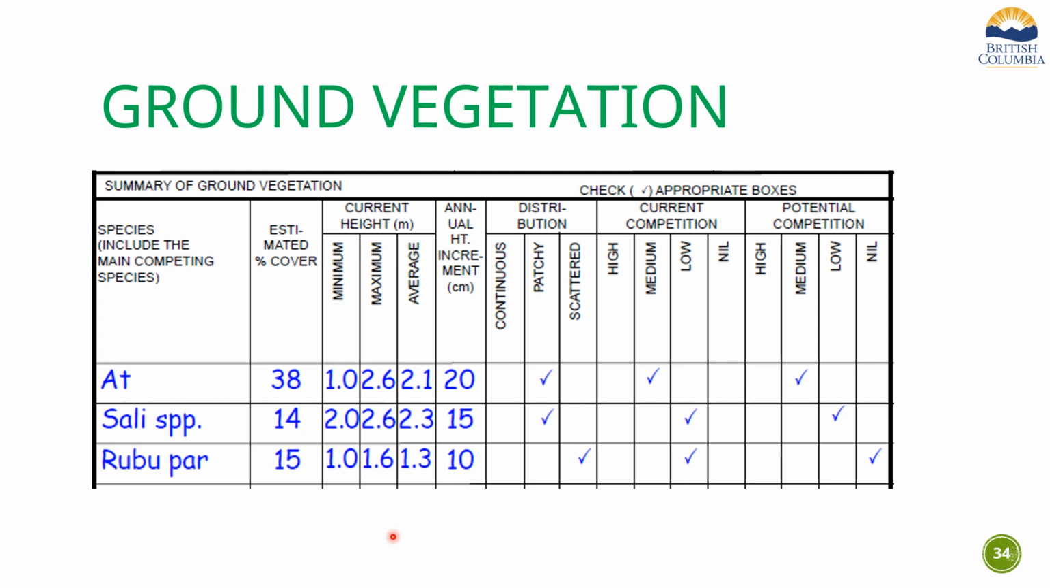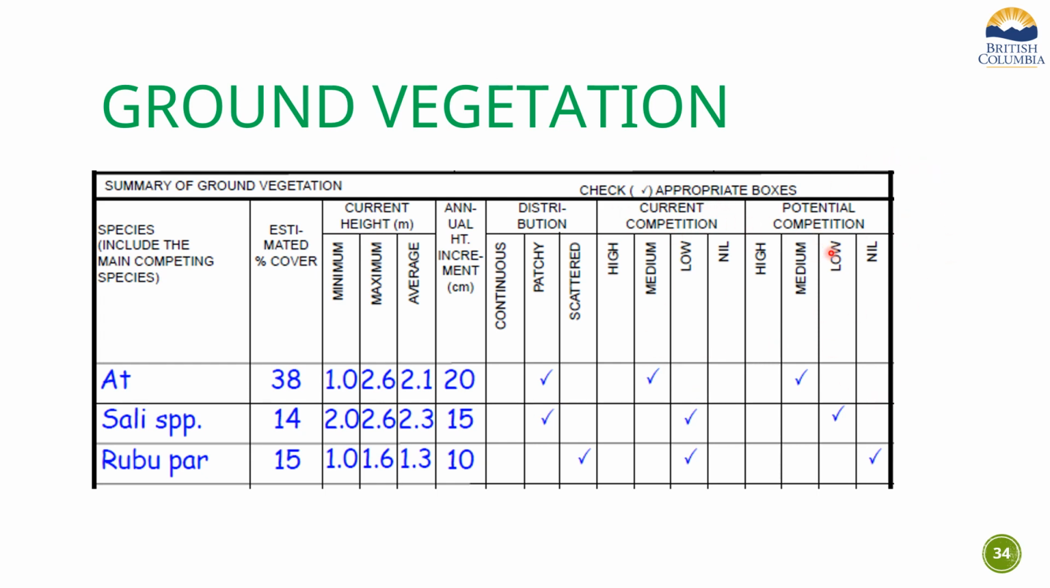All right, next, I want to talk about vegetation, so the back side of the FS 659. There is space to record percent cover and heights for up to 7 species. There are also columns for annual growth, distribution, current competition, and potential competition levels.